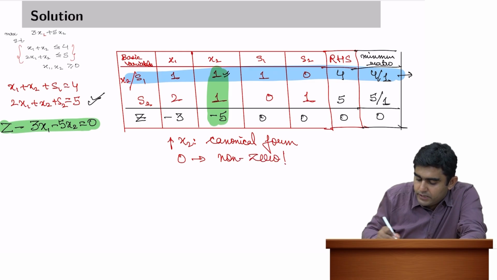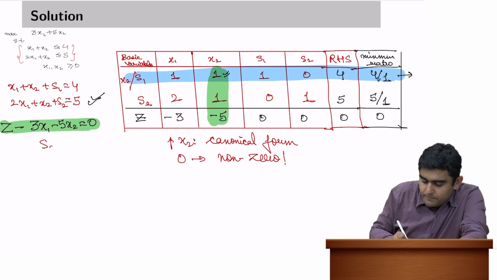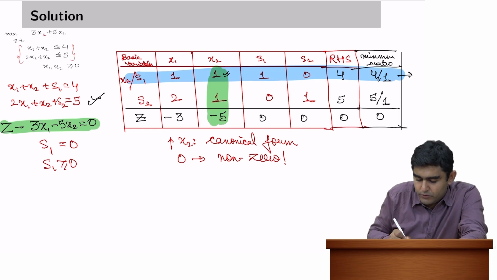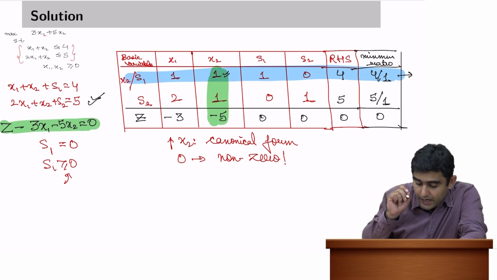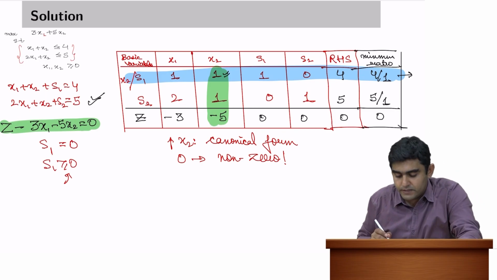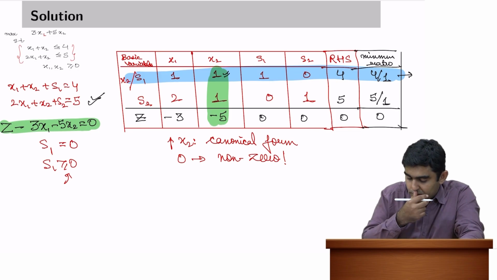And how much can we increase? Only up to a point where S1 becomes 0, because S1 has to be always greater than or equal to 0 on the condition of introduction of slack. When we added that slack, we added a condition that S1 has to be always greater than or equal to 0.